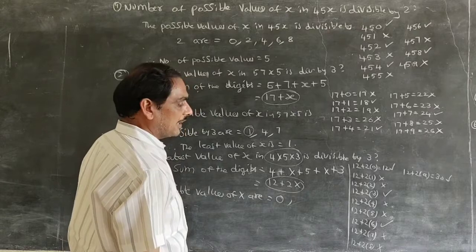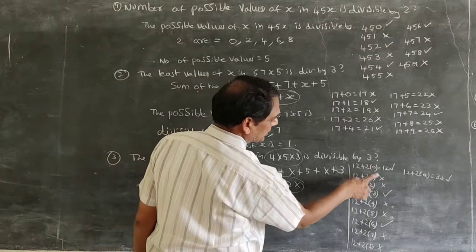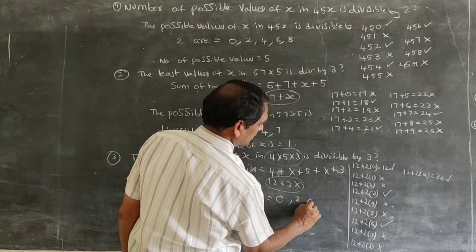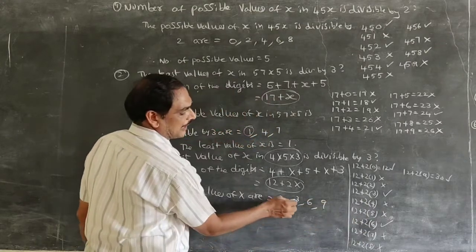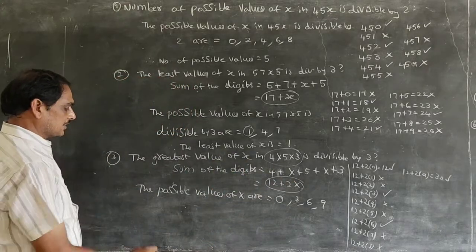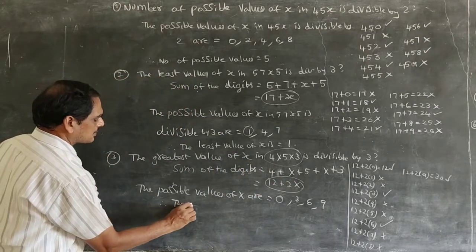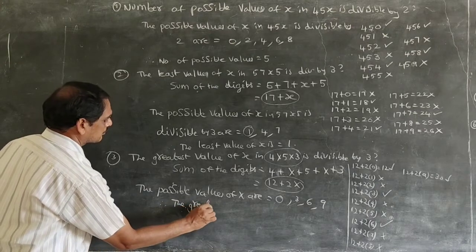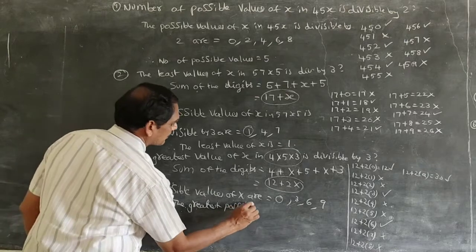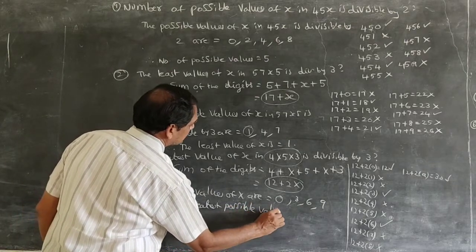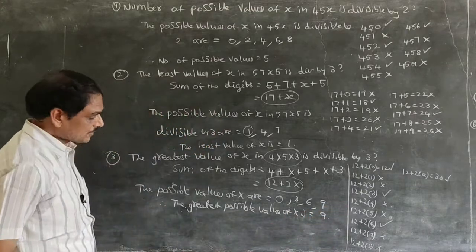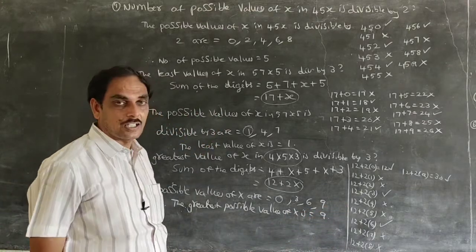So, for the values of x, either 0 or 3 or 6 or 9, the given number is divisible by 3. Therefore, the greatest possible value of x is equal to 9. So, this is the third problem.